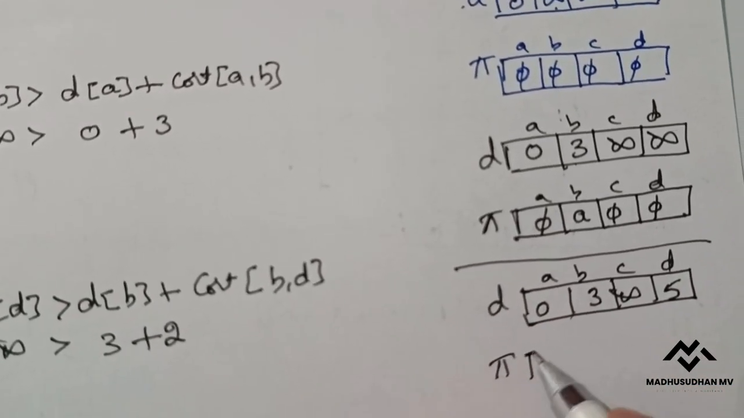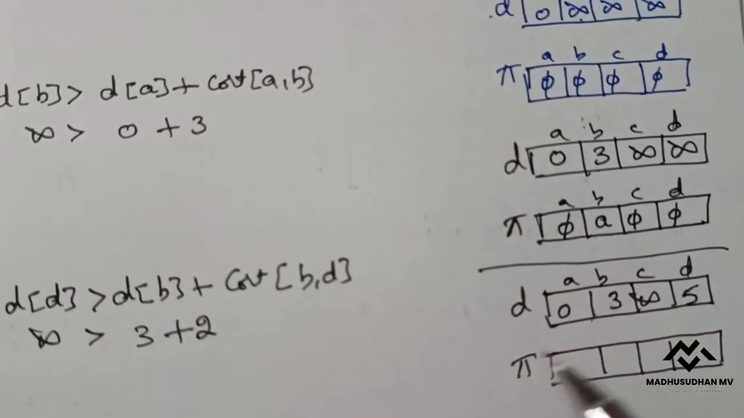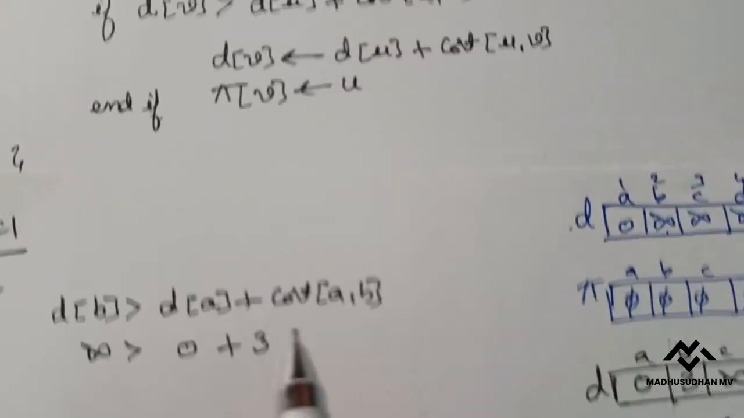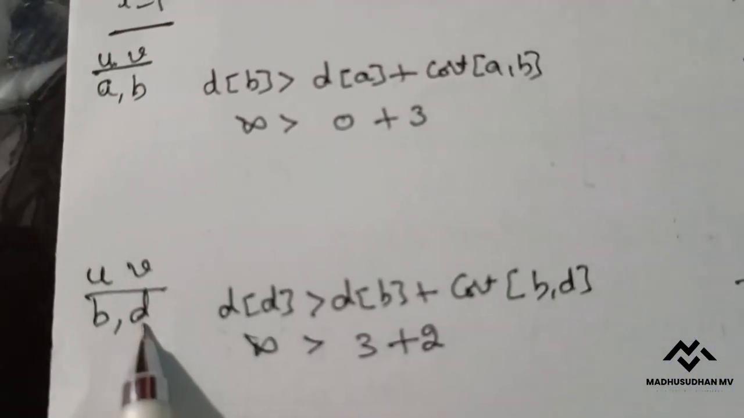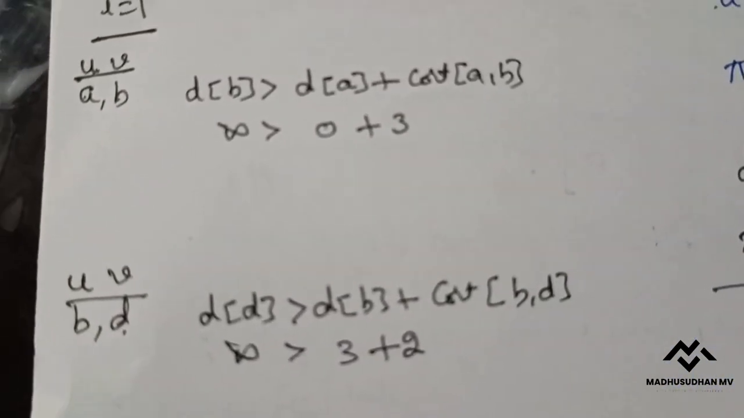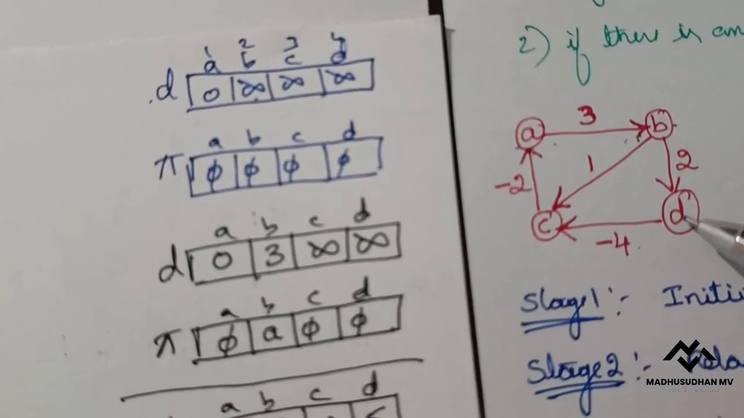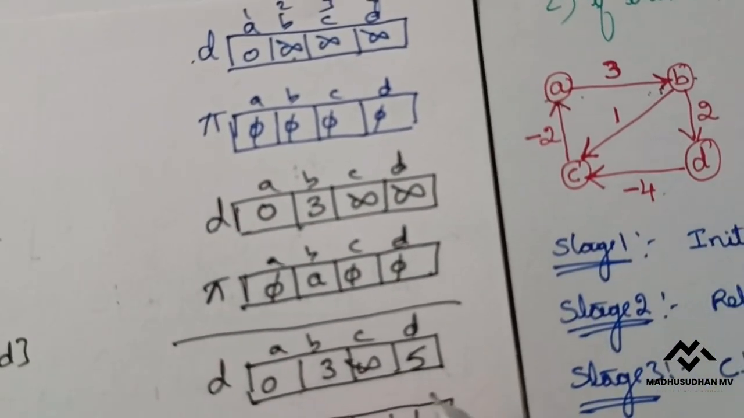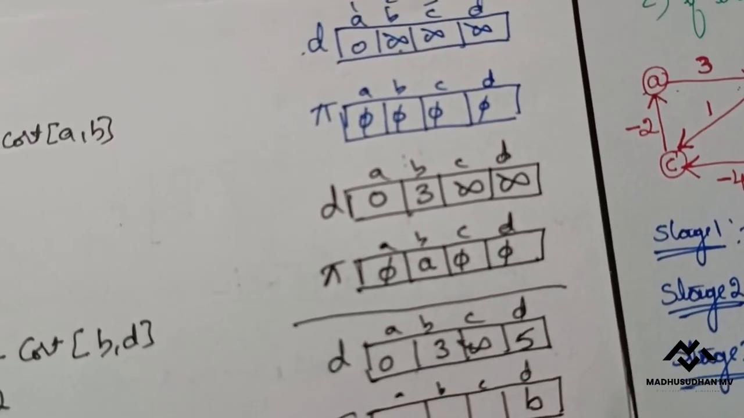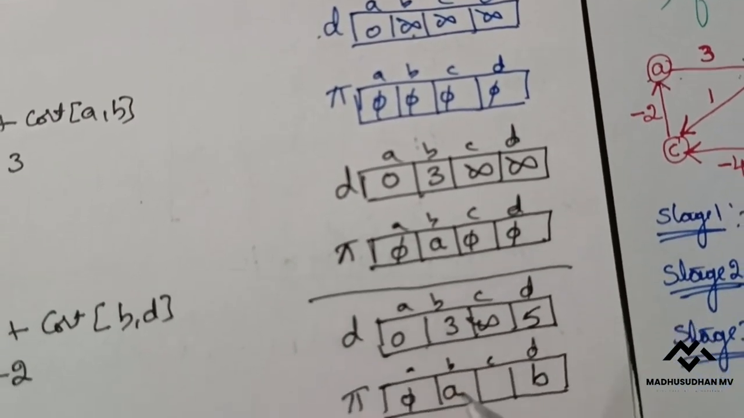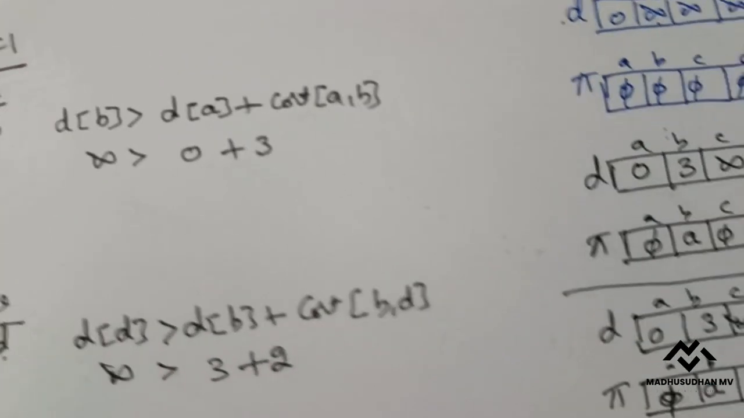So for the predecessor, according to pi of V is equal to U, V is D, so pi of D is equal to U, that is B. That means I am reaching D from B. The remaining predecessors are null. So the second edge is over.